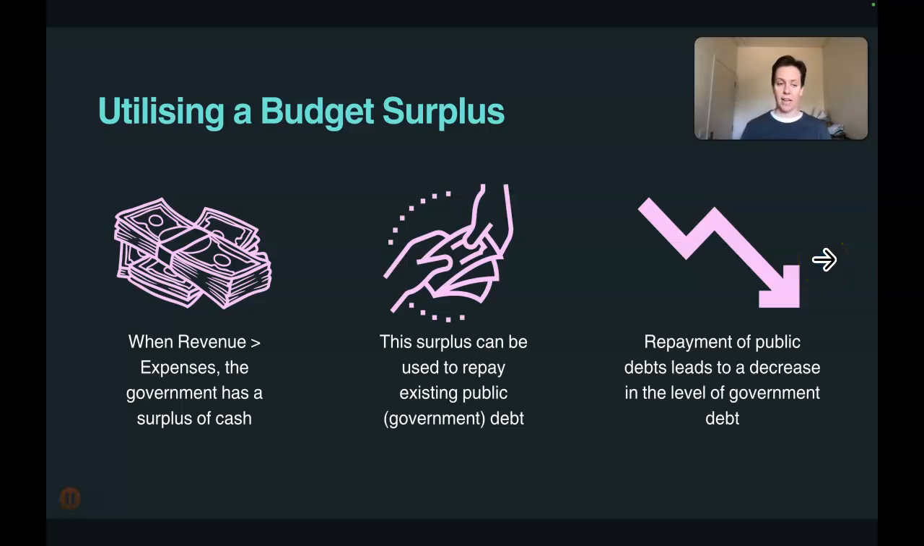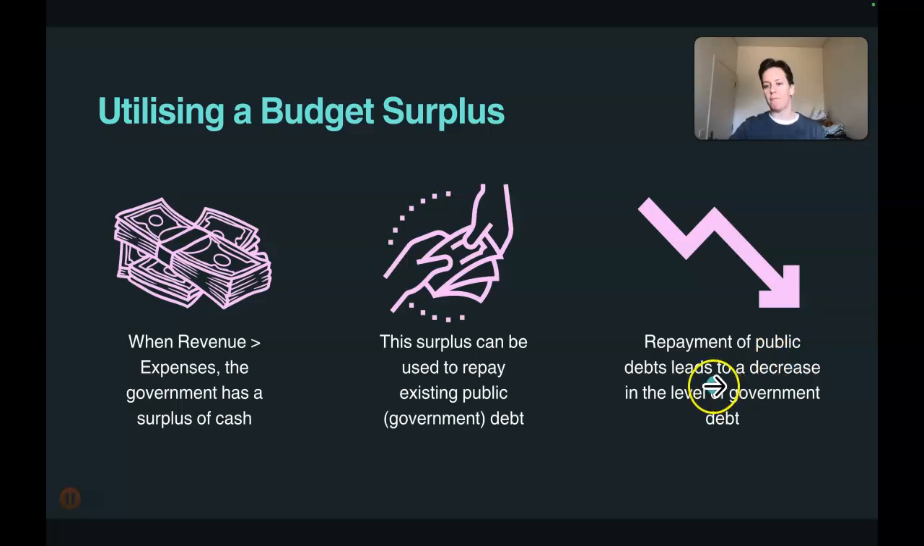The flip side of that is, what does the government then do with a budget surplus? Surplus being that they have more revenue than expenses for that year. You can probably guess what they're going to do with it. So when revenues are greater than expenses, the government has a surplus of cash. This surplus is generally used to repay existing public debt. Okay, so if you owe someone money and you come into some money, obviously you're going to use that money to pay off your debt. The government's doing the same thing here.